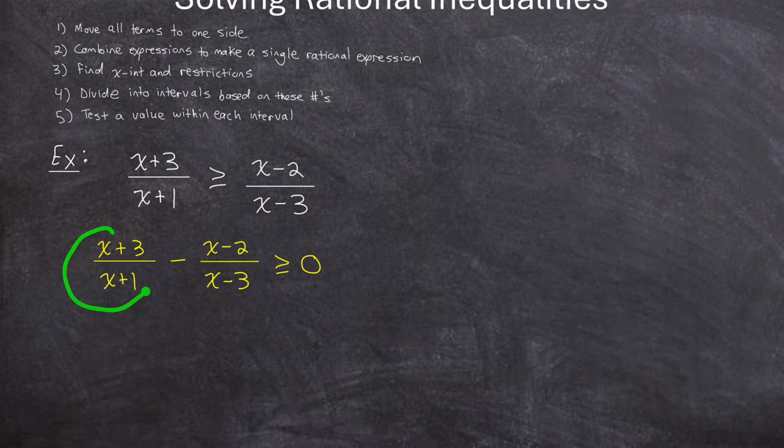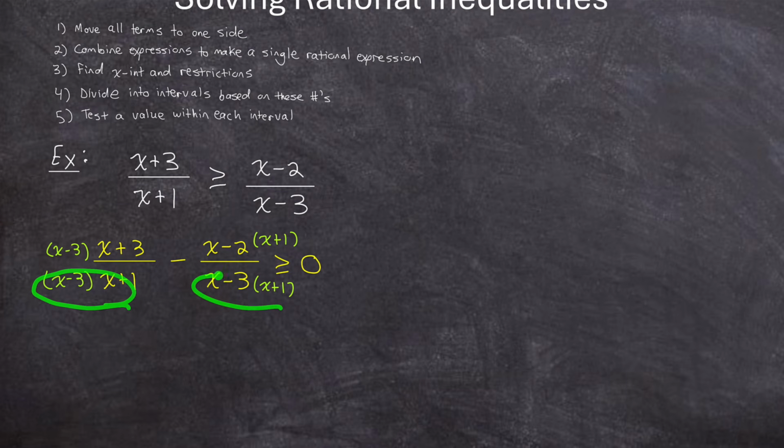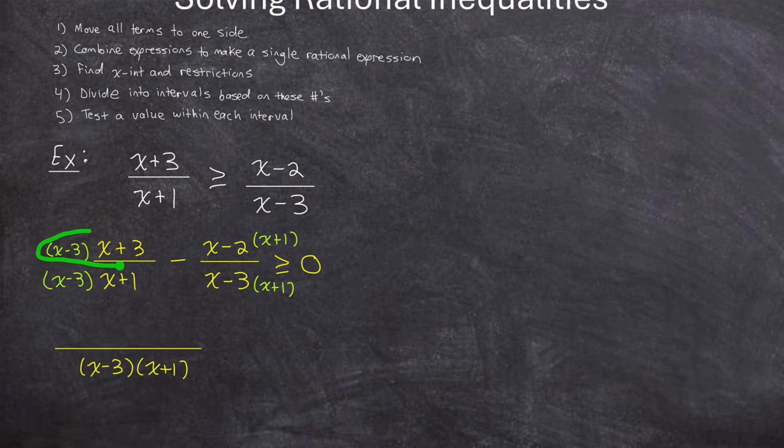So this fraction will be multiplied by x minus 3 top and bottom, and this fraction will be multiplied by x plus 1 top and bottom. And now notice these denominators are the same, so I can combine these two fractions into a single fraction by keeping that common denominator. And then in the numerator, I have x minus 3 times x plus 3, which is x squared minus 9, minus the product of x minus 2 and x plus 1. I'll make sure to put that product in brackets, and it's x squared minus x minus 2.